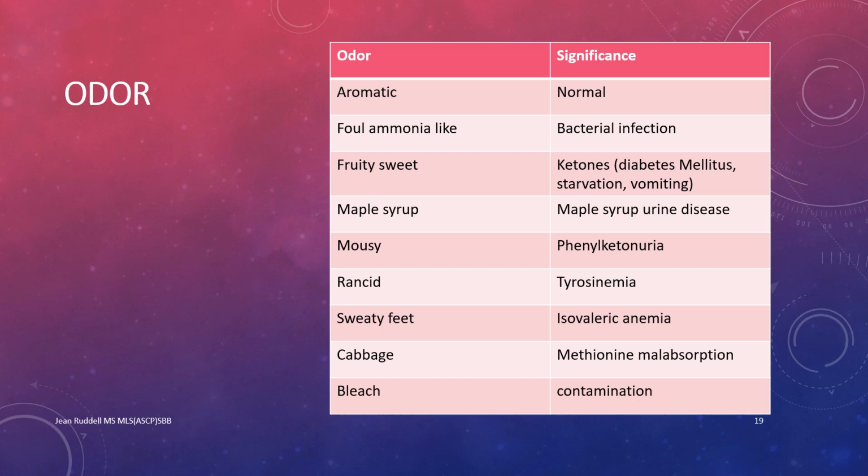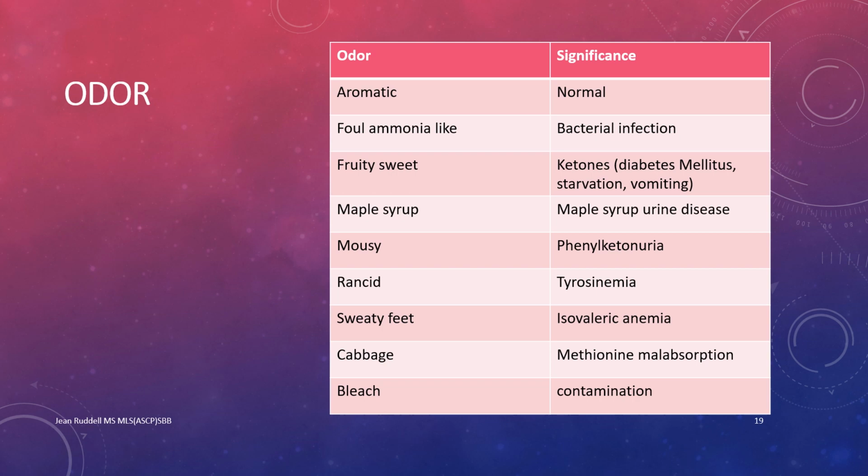If the odor is aromatic, this is normal. If it's foul ammonia-like, it's probably a bacterial infection. If it's fruity sweet, this can be due to ketones because of diabetes mellitus, starvation, or vomiting. Maple syrup, the person may have maple syrup urine disease.